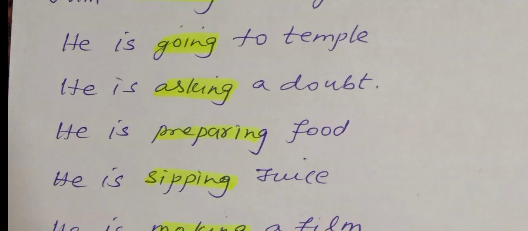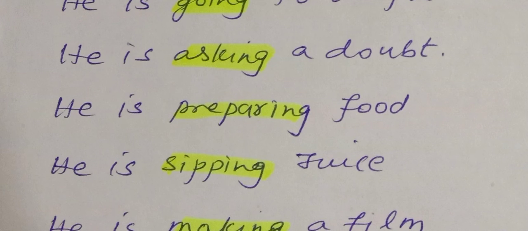Let's move to the 13th one. He is preparing food. वो खाना बना रहा है. The ing form in this sentence is preparing, and the verb form of preparing is prepare.